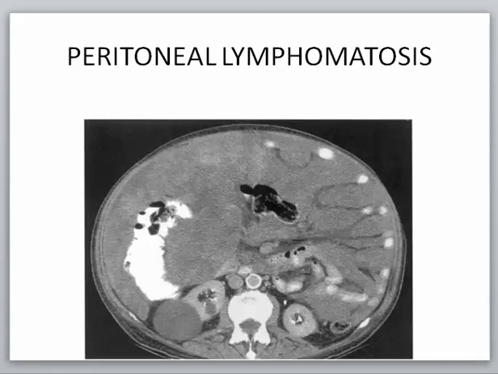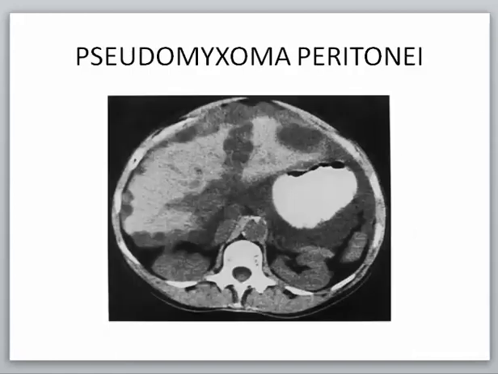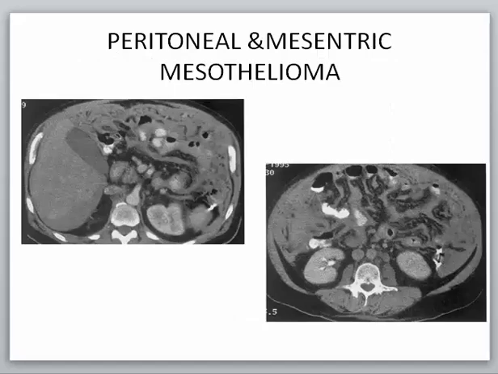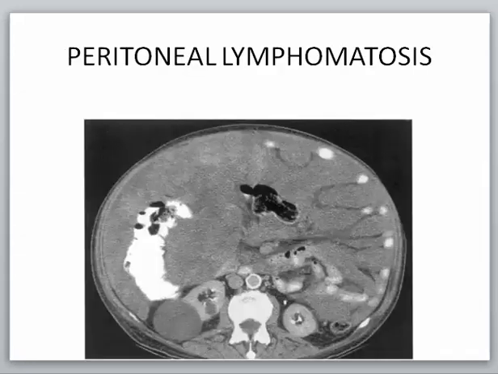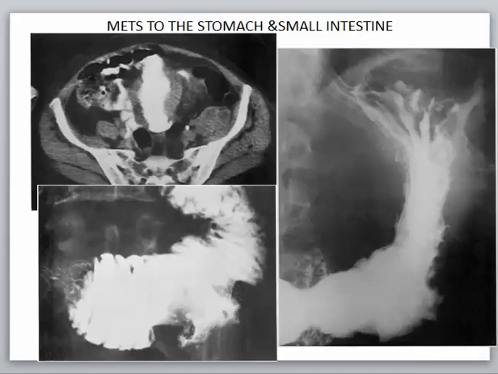Again, we'll see the 3. This is pseudomyxoma peritonei, masses filling the peritoneum. This is mesothelioma, masses filling the peritoneum, confluent with each other. And this one is lymphoma, masses filling the peritoneum and confluent with each other. 3 conditions can produce such an appearance.